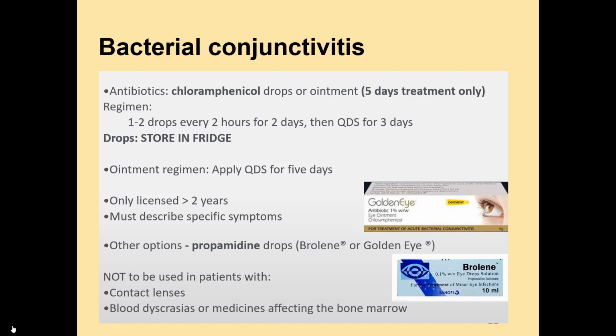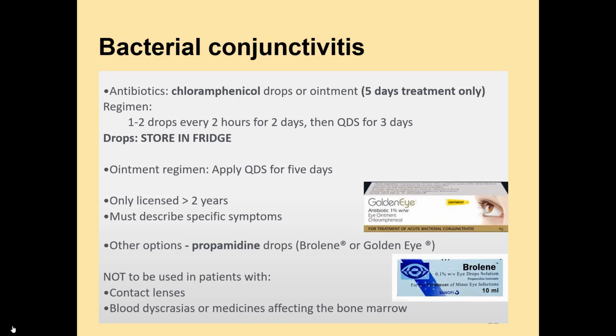Other options for bacterial conjunctivitis, so another eye drop for somebody that can't use the ointment and can't store chloramphenicol in the fridge could be propamidine drops, which brand is Brolene, or it comes as an ointment. Golden Eye, so the picture of Golden Eye there is actually a chloramphenicol ointment, but you can also get drops that contain propamidine.